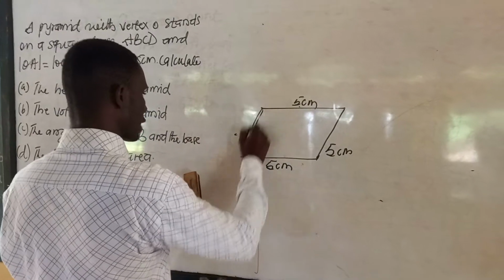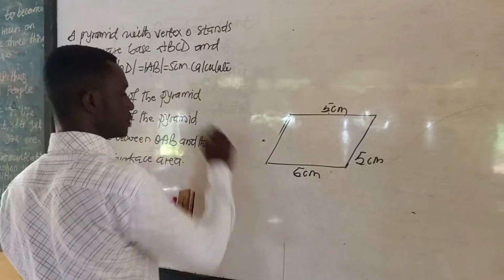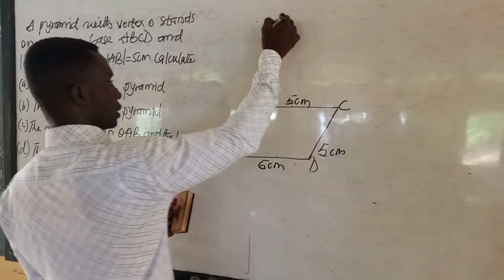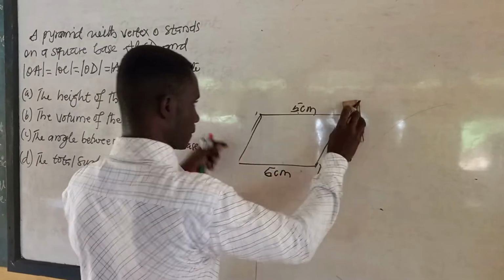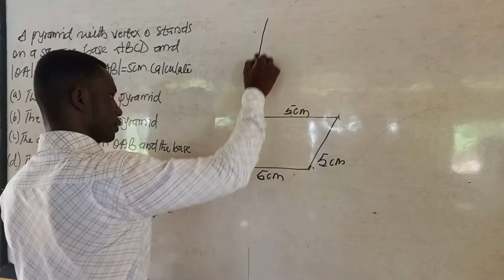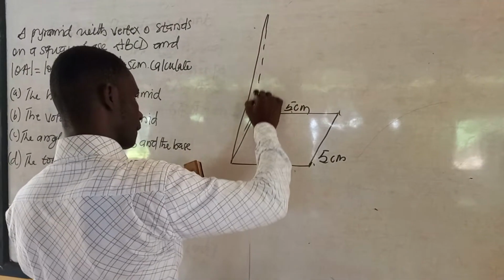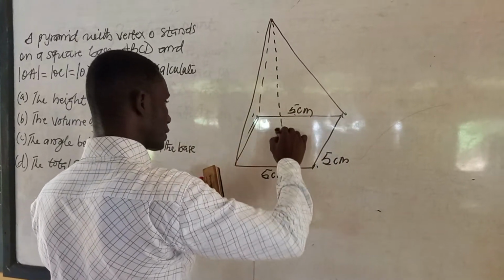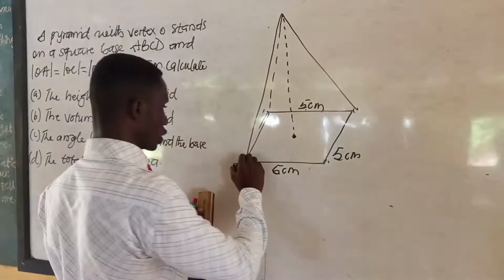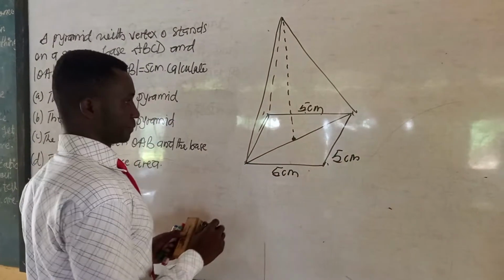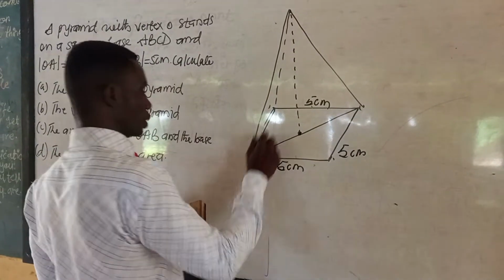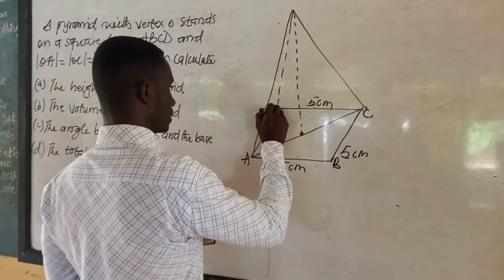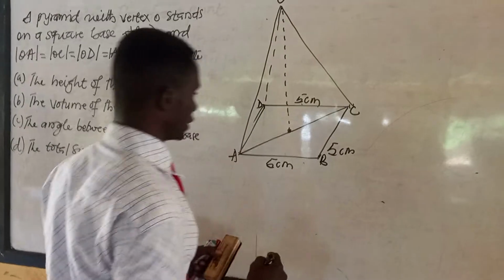If this stands on a square base ABCD, so A, B, C, D. This is the height of the pyramid. The height will meet the diagonals, the intersection of the diagonals. This is the height. The height will meet the diagonal at this point. So this A, B, C, D. This O, the vertex.